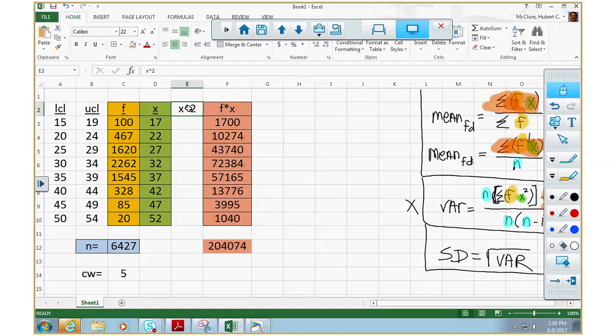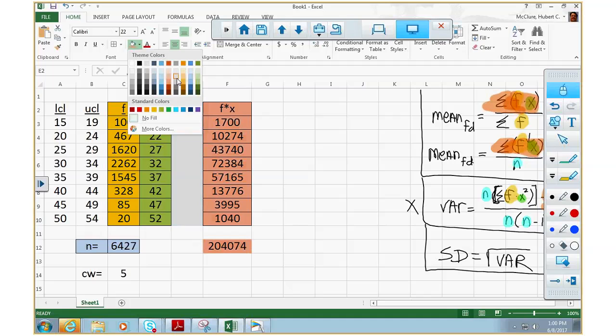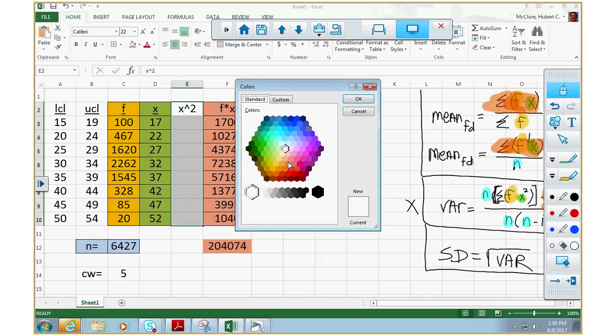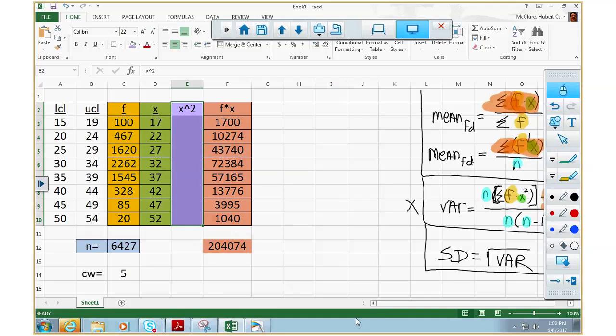And I'm going to color this whole column a different color. I'm going to do that. How about that? That way y'all can complain that you can't see it. That's the first thing you're going to say, I can't see it.